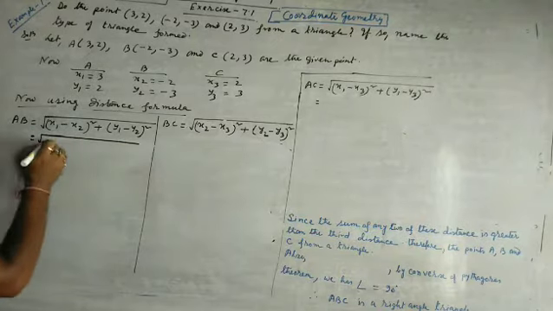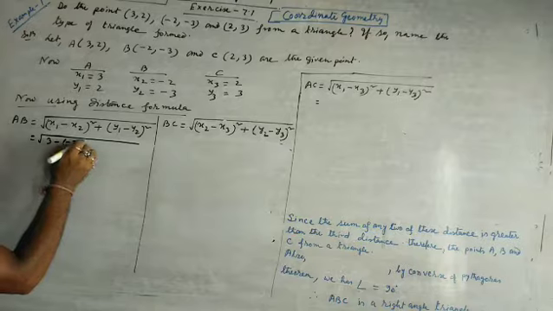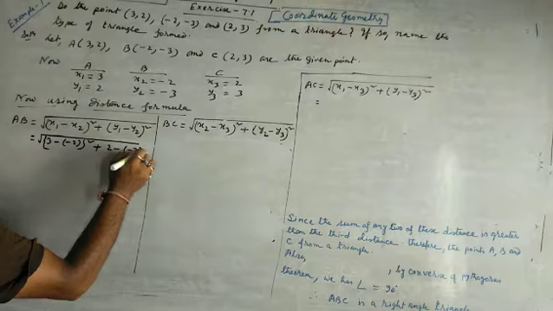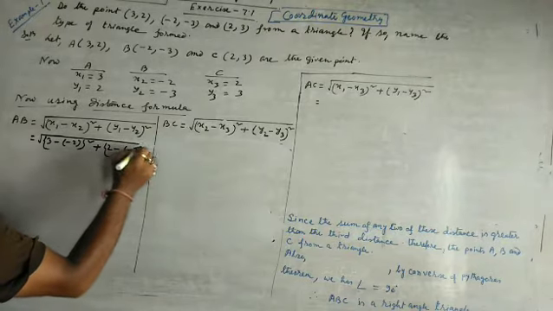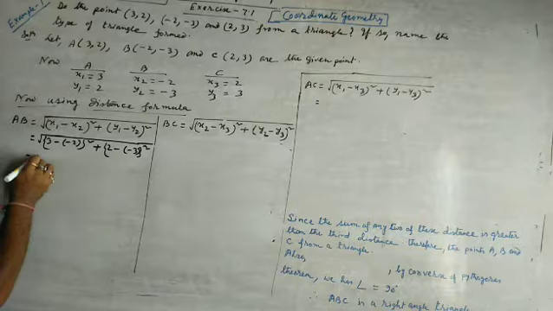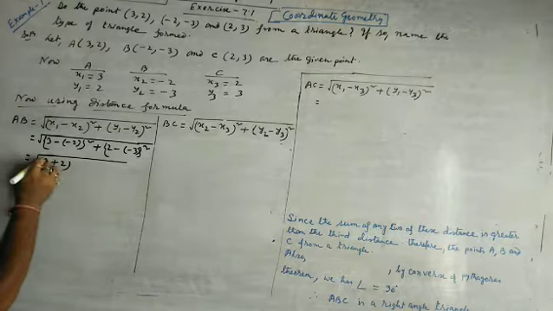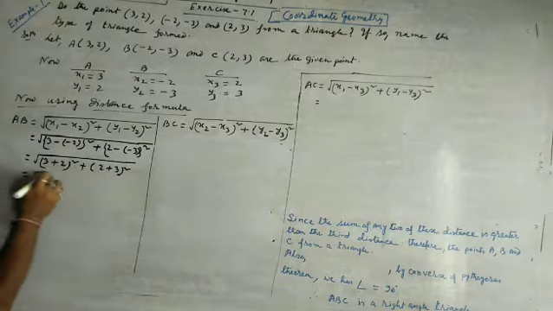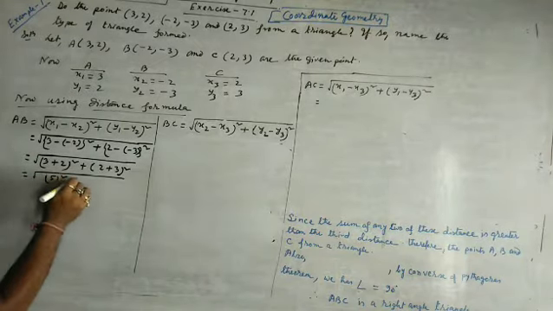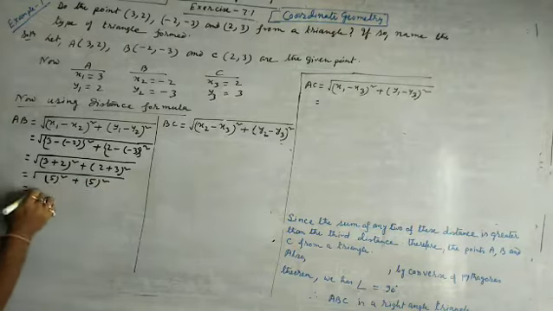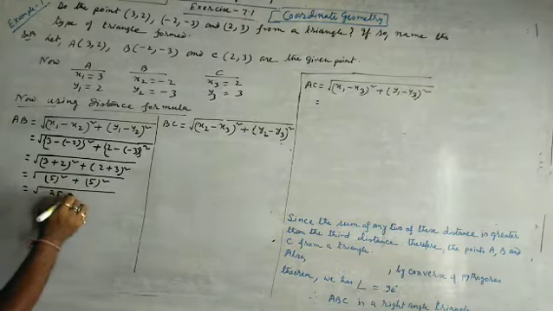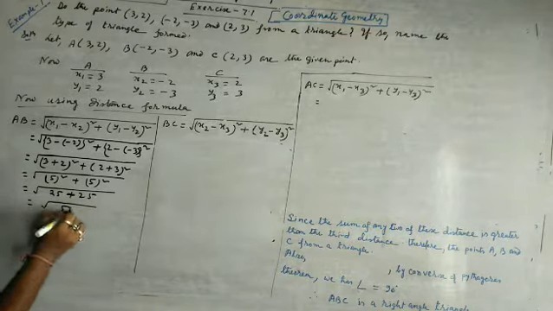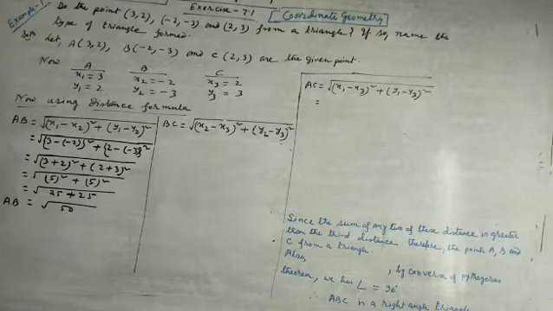Now we write x1 = 3, y1 = 2. 3 plus 2, 2 plus 3, 5 whole square, 5 whole square, 25, 25, root 50. So AB is equal to root 50.